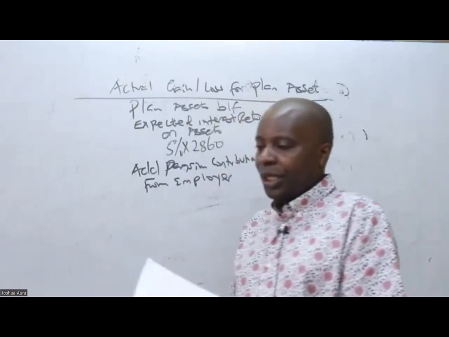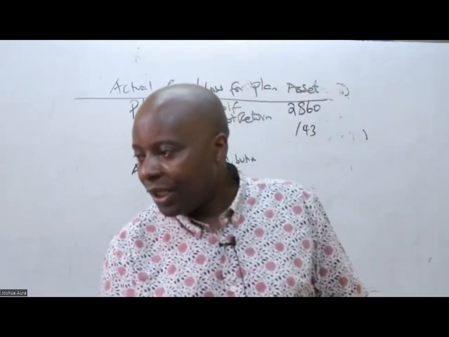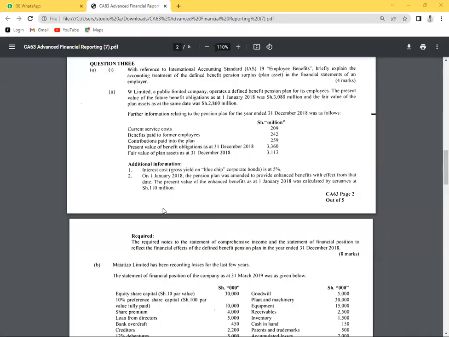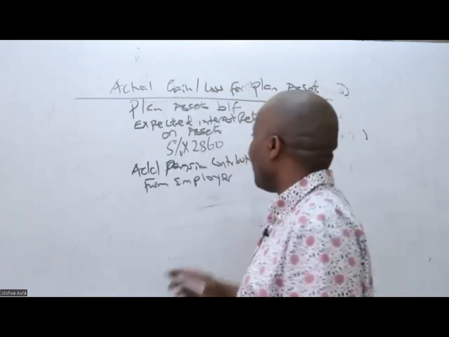Are you able to see these employer contributions? So you can see contributions paid into the plan. We have here 259. So in this case here, we have 259.